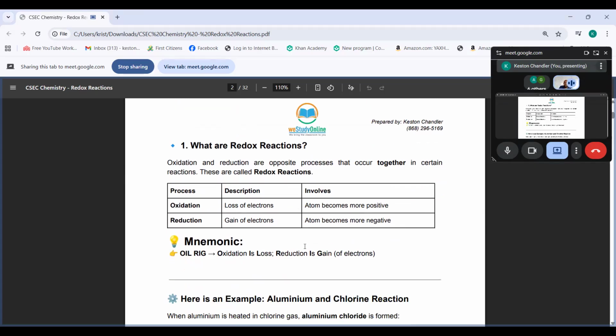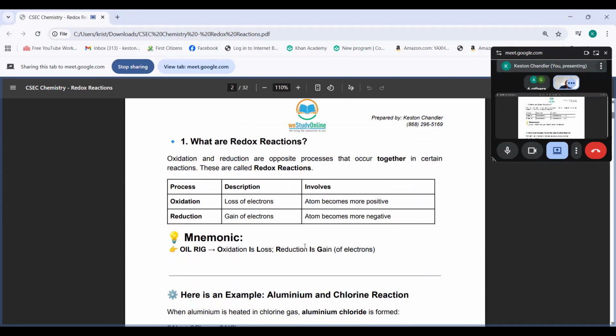So we're going to talk about what redox reactions are, what it involves. We're going to look at some examples. We're going to look at the more chemical aspect of it, right? How we could track which elements are being oxidized, which are being reduced. We briefly talked about it in our previous session on types of reactions. Now, what are redox reactions? Basically, a redox reaction is a reaction in which the processes of oxidation and reduction, which are opposites, occur together during a chemical reaction.